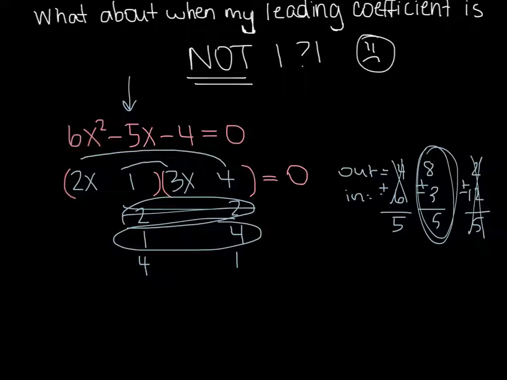Well, again, I look over here and I see a negative 5. That tells me the only way to get negative 5 is I'm going to want a negative 8 and a positive 3. Those will add up and give me the negative 5. So the negative 8 puts my negative there. The positive 3 goes there. And now I know my two factors.